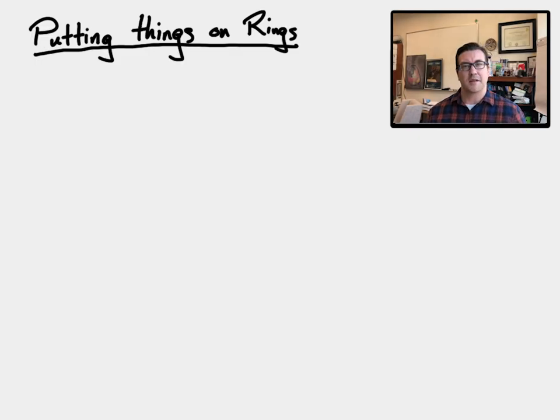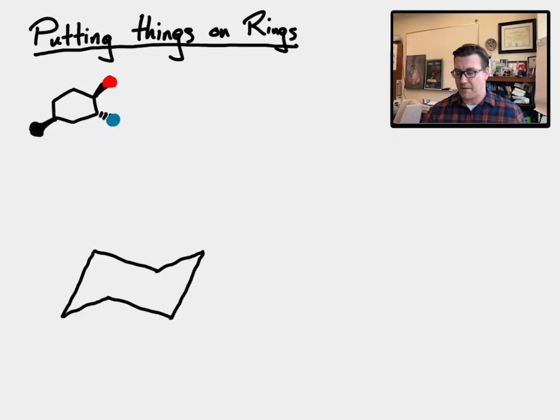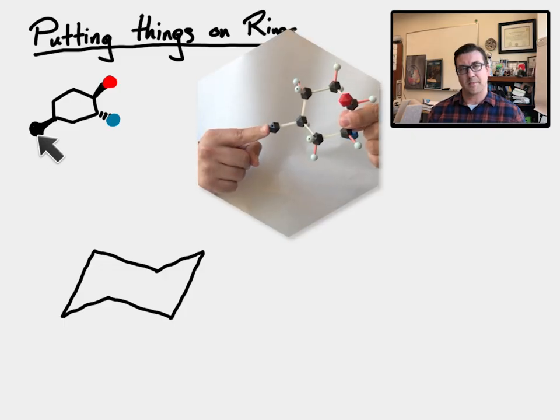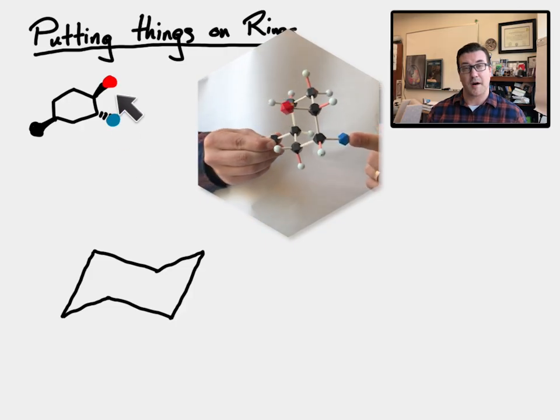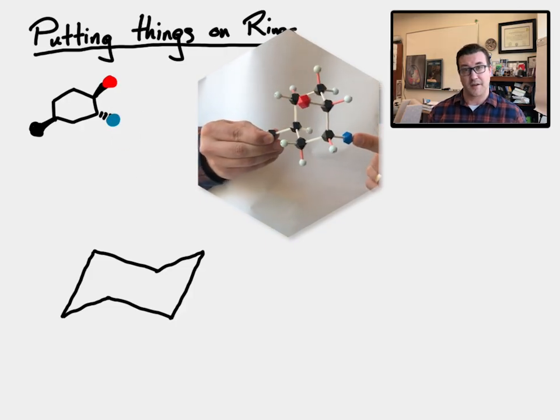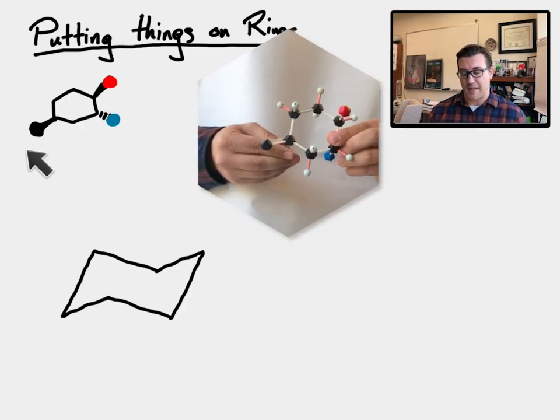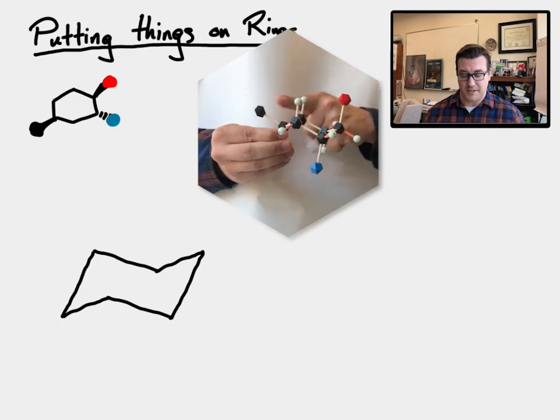So now let's put some substituents or some groups on the rings. If you have this molecule, like I just made for you here, you can see that there is a black ball here, a red ball, and a blue ball. The red and blue ball are trans to each other, they're on opposite faces. The black and the red ball, you could say, are cis to each other.